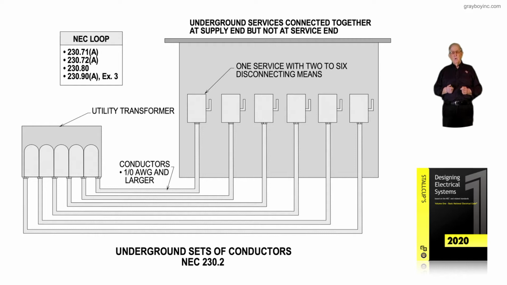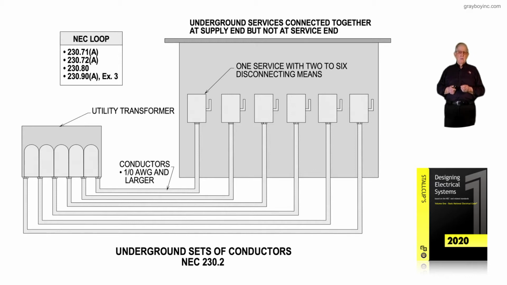Well, if we wanted to have, say, 6 underground runs coming in with 1/0 conductors or larger, then notice at the building we could have 2 or more mains. And these would be classified as underground laterals if these laterals and the transformer belong to the utility.